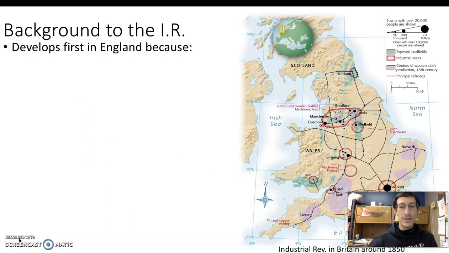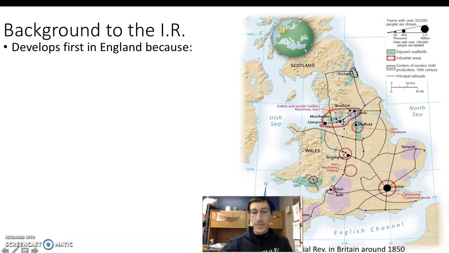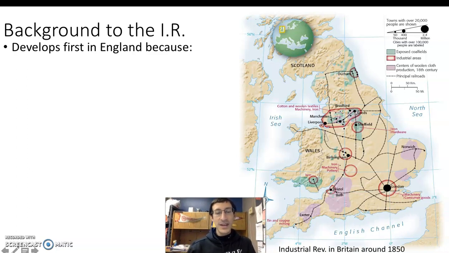So, some background to the Industrial Revolution. It develops first in England due to a number of factors in terms of the government in place being very much in favor of capitalism, which also plays in with the joint stock companies and the wealth that's been accumulated over time. So, very loose government policies, and the fact that they have a lot of coal deposits.